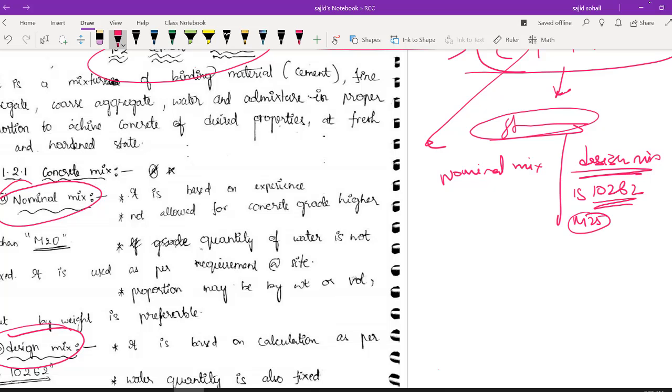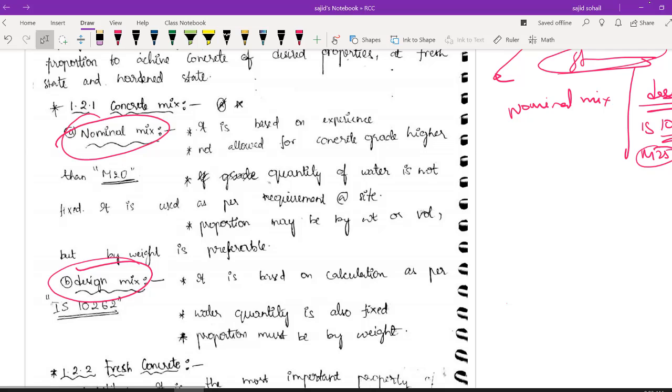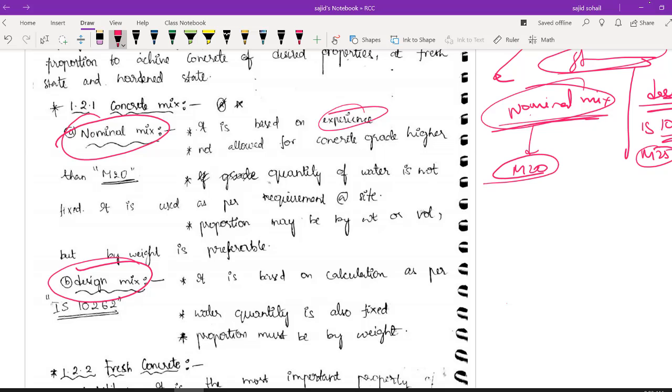Okay, M25. If you are using concrete which doesn't have that much strength, for small works, you need not design it as per the code book. You can just go for nominal mix. Okay, it is just based on your experience. जो भी बंदे के पास थोड़ा बहुत एक्सपीरियंस है मिक्सिंग ऑफ दैट without much requirement of design work, he can just do it with his experience. And nominal mix maximum you can go up to M20. ठीक है, so it is not allowed for concrete grade higher than M20.